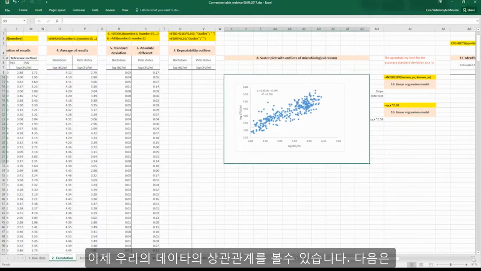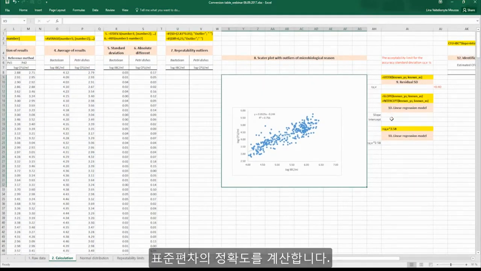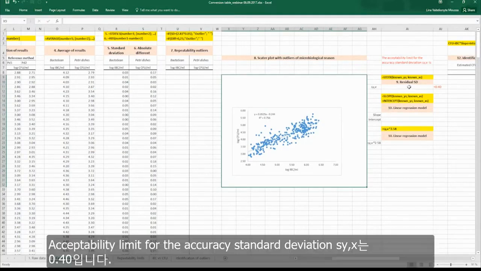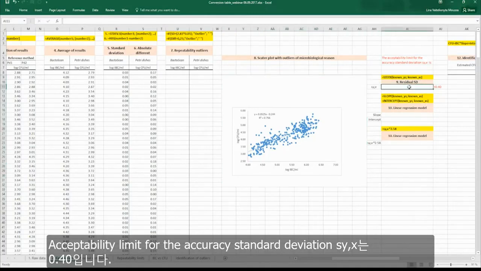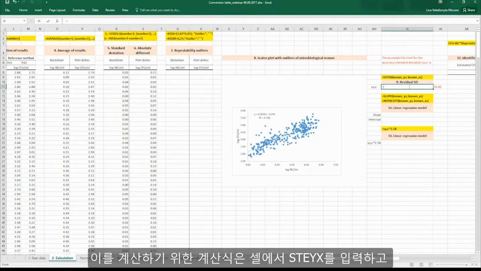In order to proceed, we have to calculate the accuracy standard deviation, and the acceptability limit for this accuracy standard deviation SYX is 0.4. Let's see what we will get here. To calculate it, we're using the formula STEYX.